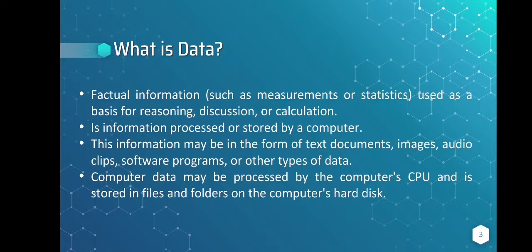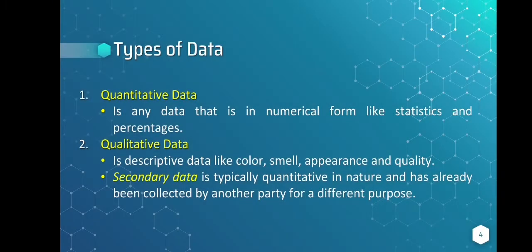Now, data has two types: quantitative and qualitative data. Any data in numerical form, such as numbers and percentages, is referred to as quantitative data, while color, scent, appearance, and consistency are examples of qualitative data. Secondary data is usually quantitative in nature and has already been obtained for a separate reason by another group. So, what is data collection?